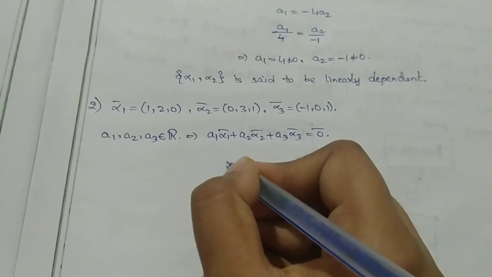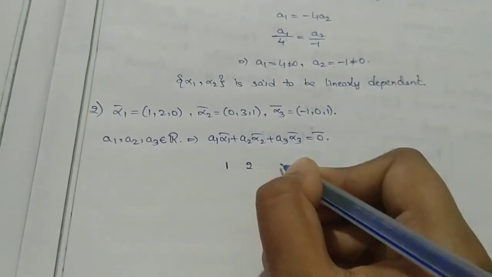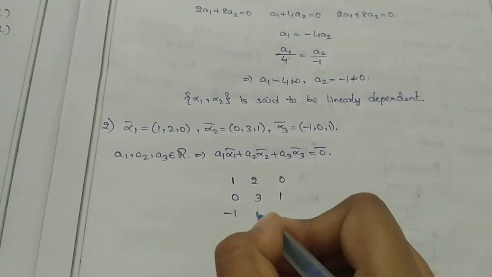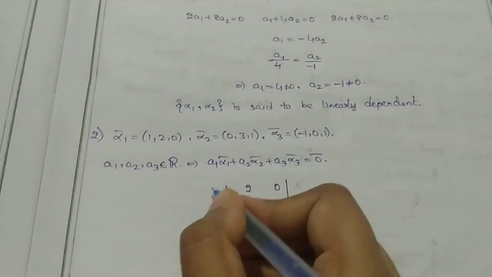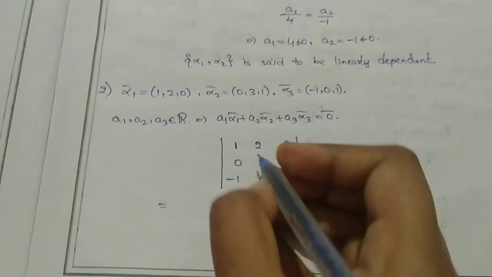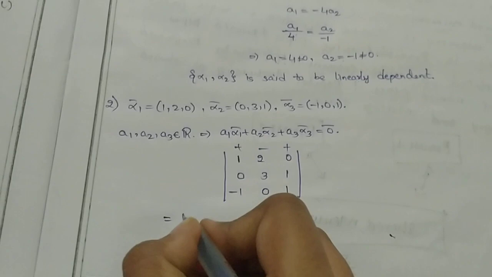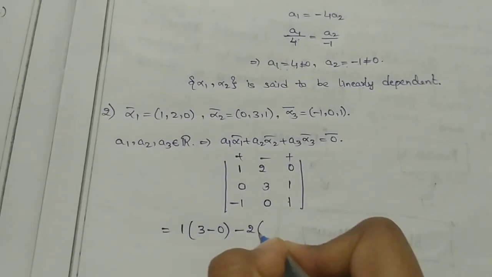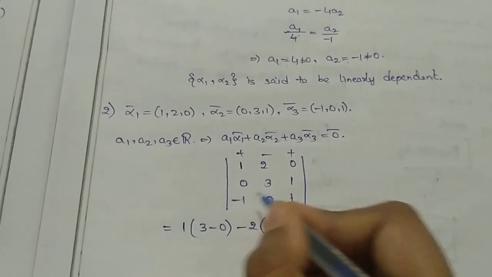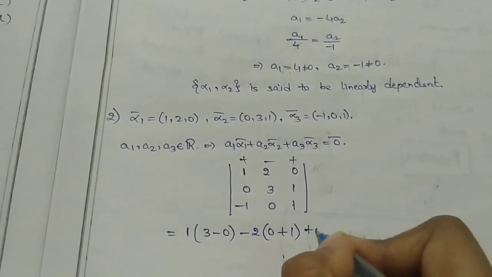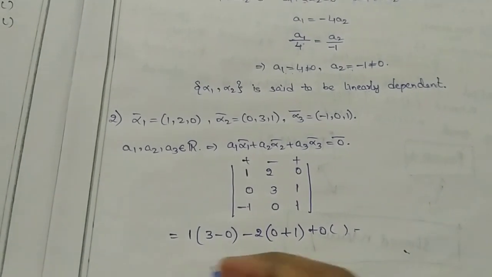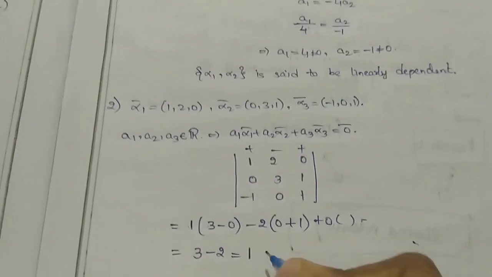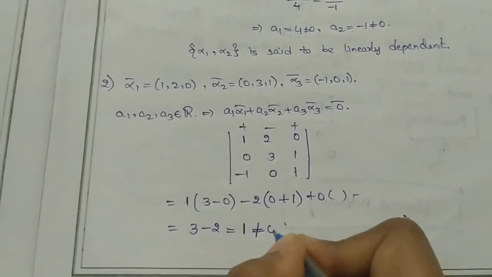For that we can consider the determinant with alpha 1 as the first row, that is 1 2 0, alpha 2 as the second row 0 3 1, and alpha 3 as the third row -1 0 1. So let us solve this. Using the signs plus, minus, plus: 1 into 3 ones are 3, minus 0, minus 2 into 0 minus minus, plus 0, anything it can be, which is 0. So 3 ones are 3 minus 2, that equals 1. That is, the determinant of the vectors is not equal to 0.